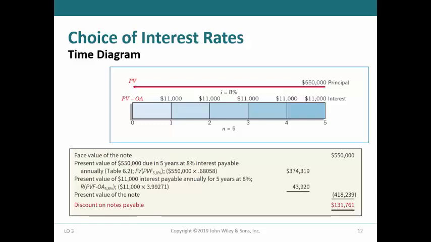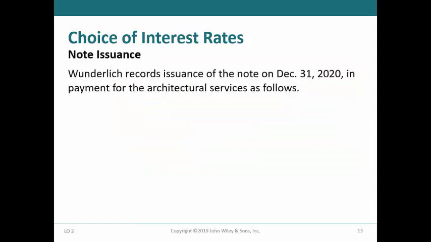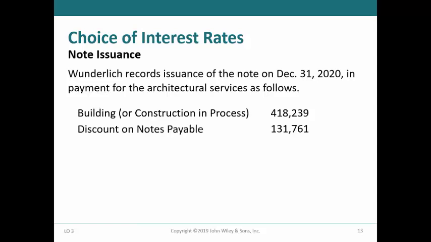The $11,000 interest payments are based on the original 2% interest on the note. To record the issuance of the note on December 31st, 2020, Wunderlich would debit buildings or construction in process for the present value, $418,239, debit discount on notes payable for $131,761, and credit notes payable for $550,000.